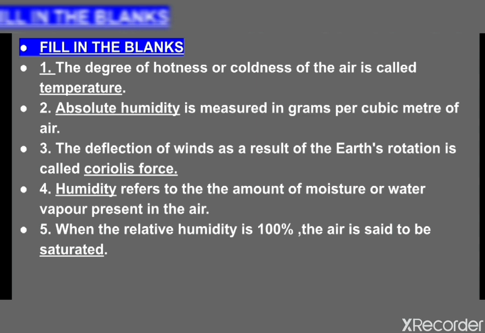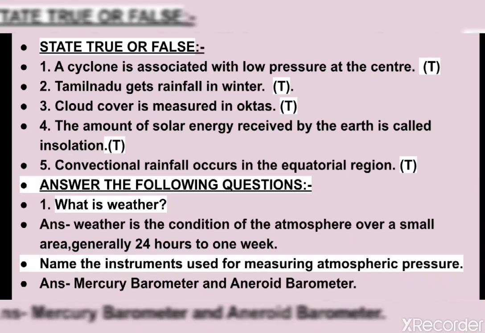Number 5, when the relative humidity is 100%, the air is said to be saturated. Next, true and false. A cyclone is associated with low pressure at the center.